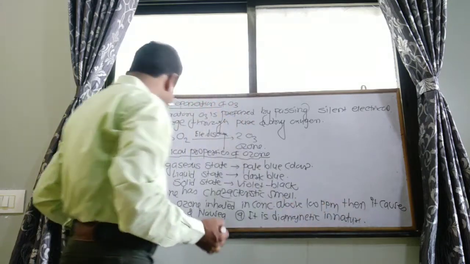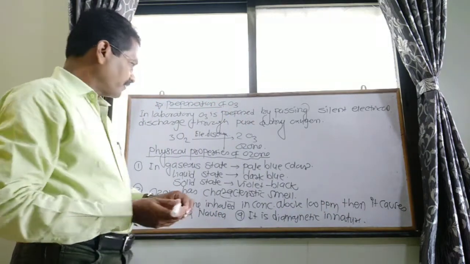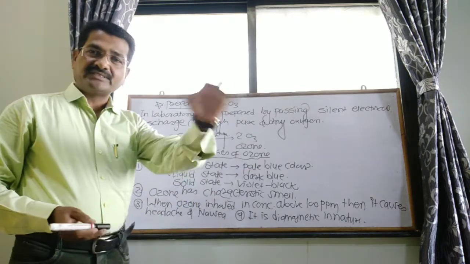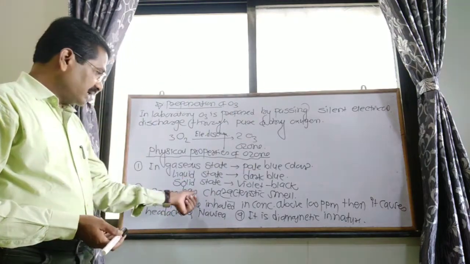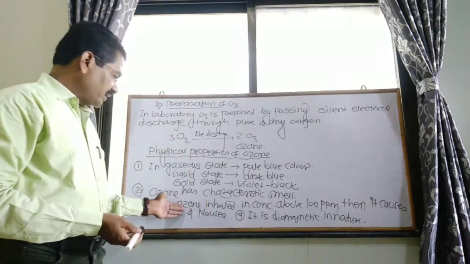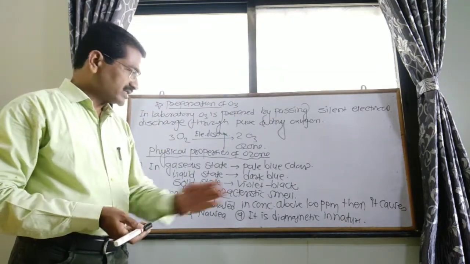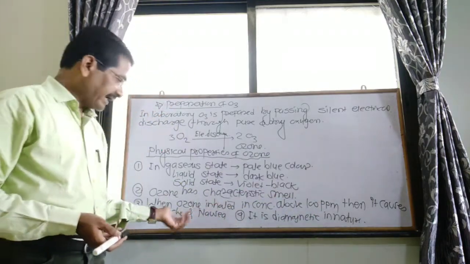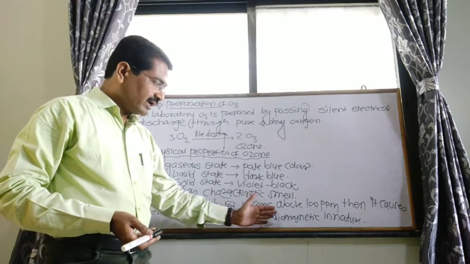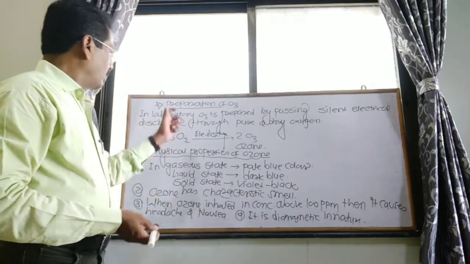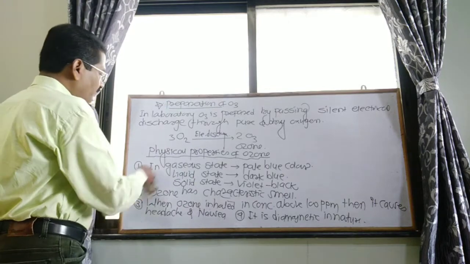So all these are the physical properties of ozone. First, its color depends upon its physical state. Second, it has a specific odor or smell. When ozone is inhaled at a concentration of more than 100 ppm, it causes headache and nausea. And last, it is diamagnetic in nature. So these are the physical properties of ozone.